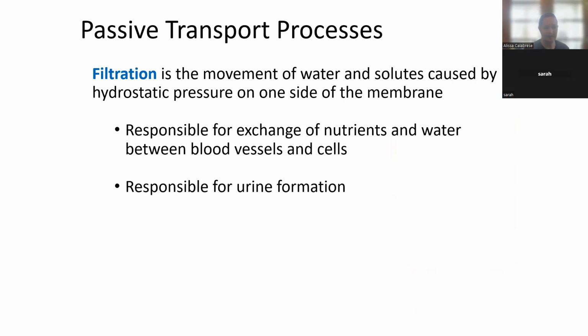Another passive process is filtration. So filtration, instead of evening out concentration gradients, filtration evens out pressure gradients. So this is movement of some water from a high pressure situation to low pressure, right? And that's just the way that water wants to go. It always wants to go from high to low pressure. So this is what your kidneys use to be able to filter the blood. They use filtration.